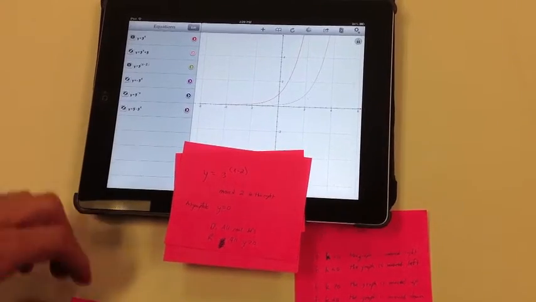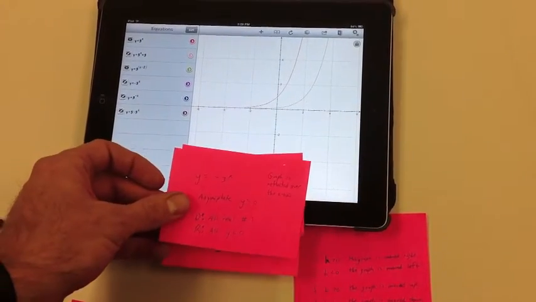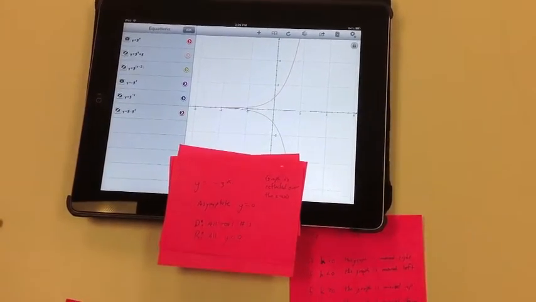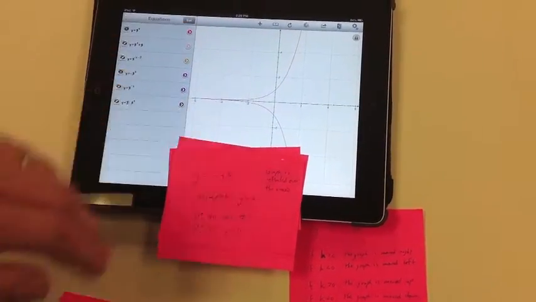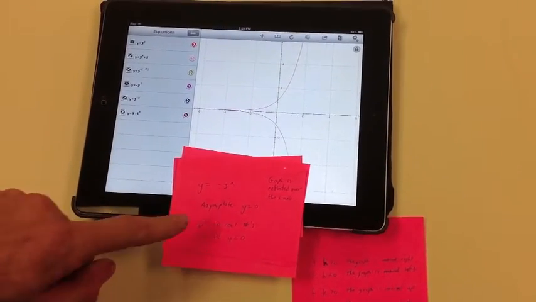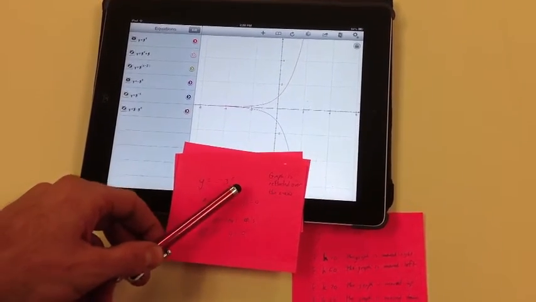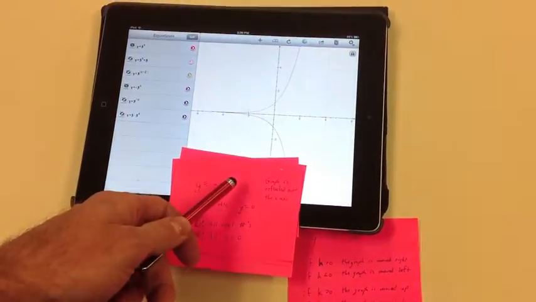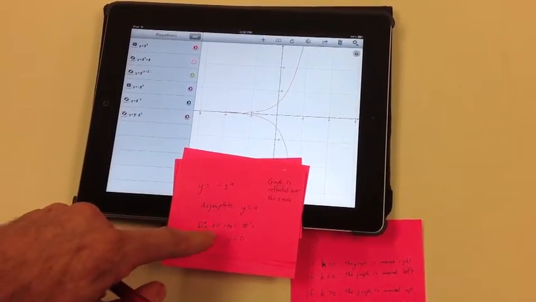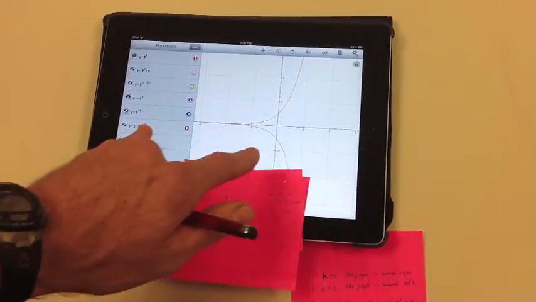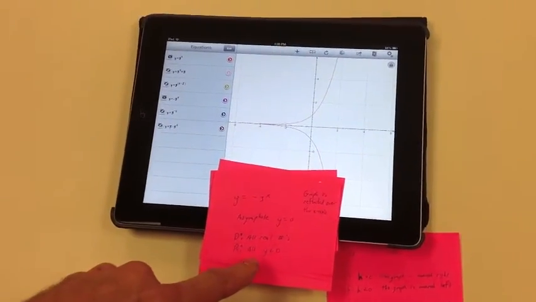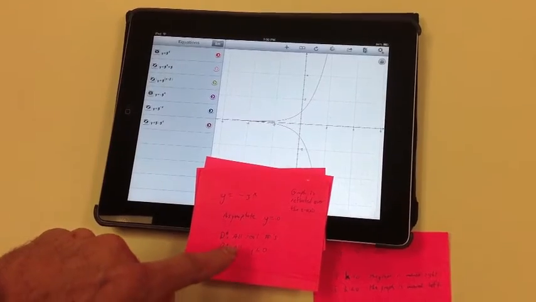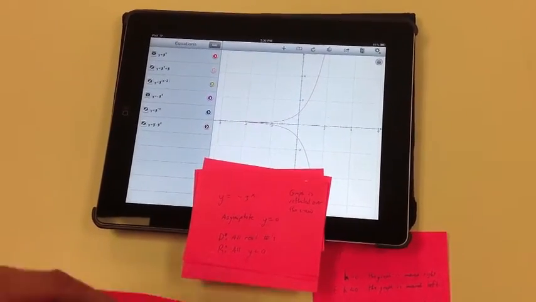Moving on. My next graph is y equals -3 to the x. This graph has been reflected over the x-axis. What does this do to my asymptote? My asymptote is still y equals 0 because there's nothing added on the end. The domain is still all real numbers because the graph is going left and right forever. But now, because the graph has been flipped, my range is all y values less than 0.